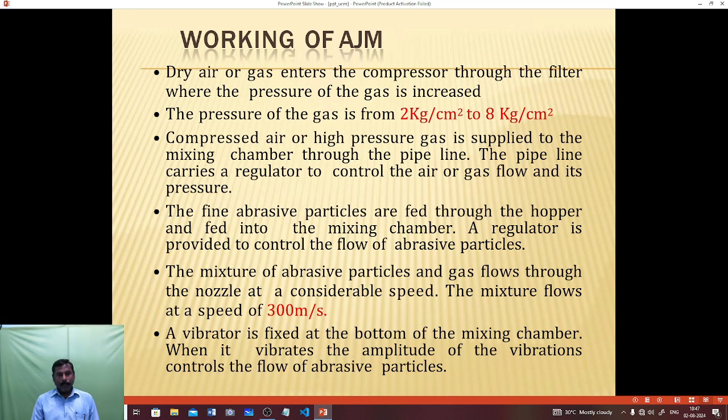A regulator is provided to control the flow of abrasive particles. The mixture of abrasive particles and gas flows through the nozzle at considerable speed, about 300 meters per second. A vibrator is fixed at the bottom of the mixing chamber. When it vibrates, the amplitude of the vibration controls the flow of abrasive particles.